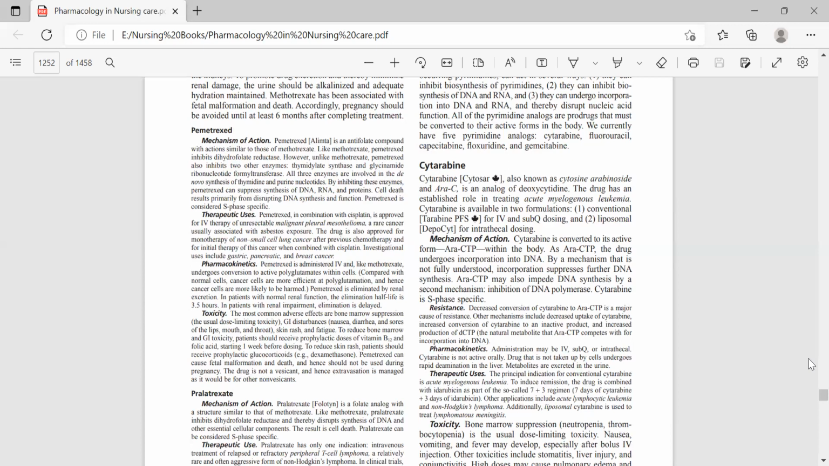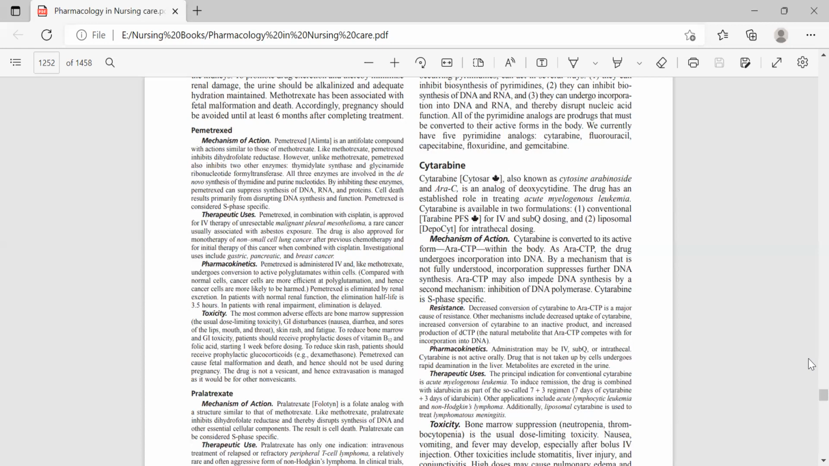In patients with normal renal function, the elimination half-life is 3.5 hours, and in patients with renal impairment, elimination is delayed. The toxicities include bone marrow suppression, GI disturbance, skin rash, and fatigue. To reduce bone marrow and GI toxicity, patients should receive prophylactic doses of vitamin B12 and folic acid starting 1 week before dosing.